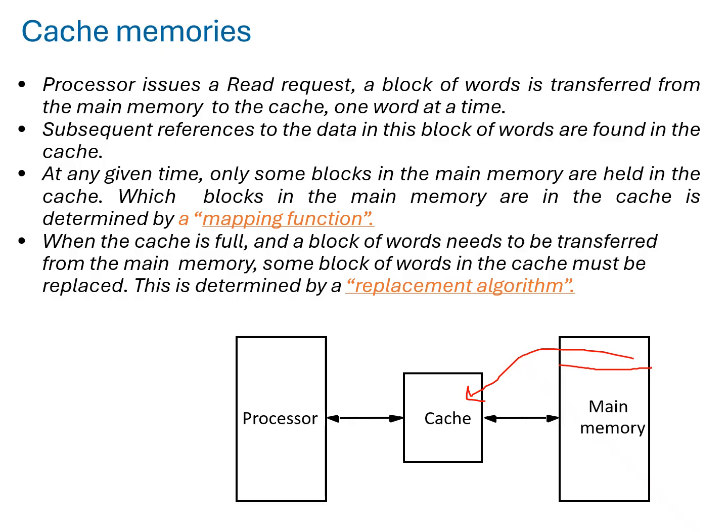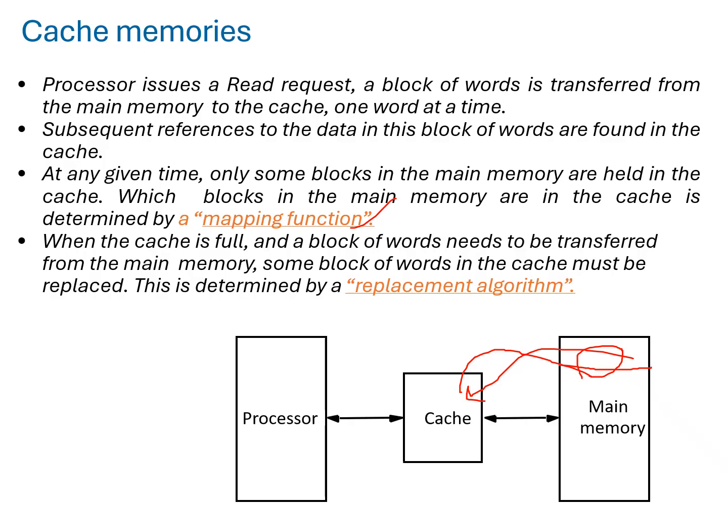So at any given time, only some blocks of main memory are held in the cache. Which blocks are in the cache is determined by the mapping function. There are three types of mapping function: direct, associative, and set associative. Based on the mapping function, the block of data from main memory is placed in the cache memory. We'll discuss the three mapping functions.